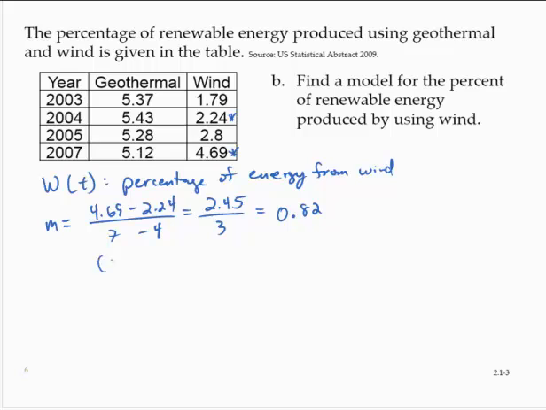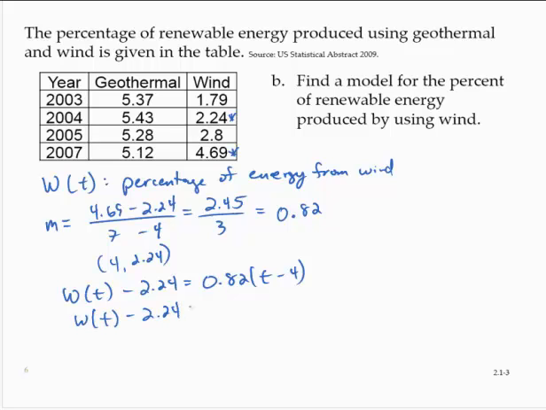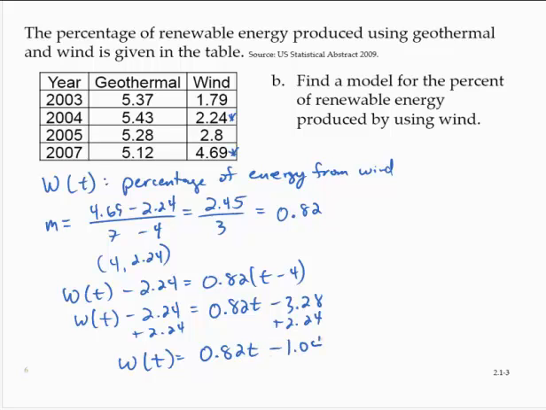All right, so using the slope and the 2.24, I would have W of T minus 2.24 is 0.82 times T minus 4. So W of T minus 2.24 is 0.82 T minus 3.28. Let's add the 2.24 to both sides. So negative 3.28 plus 2.24 is negative 1.04. So W of T is 0.82 T minus 1.04.